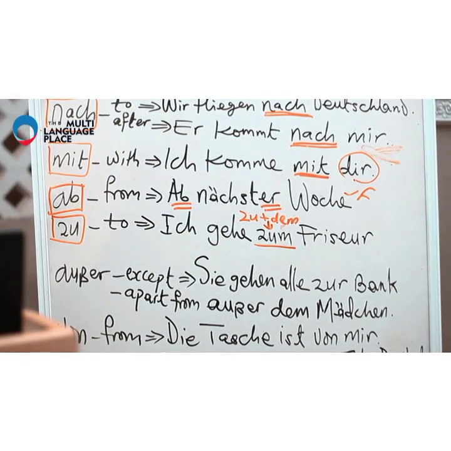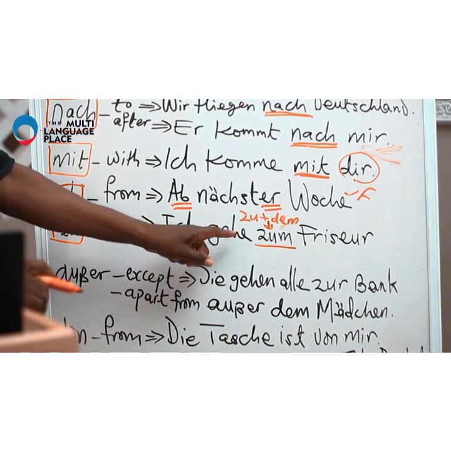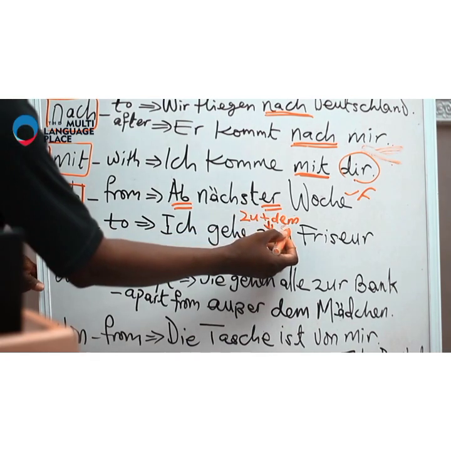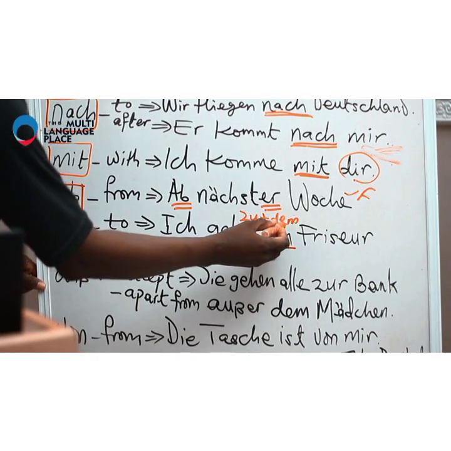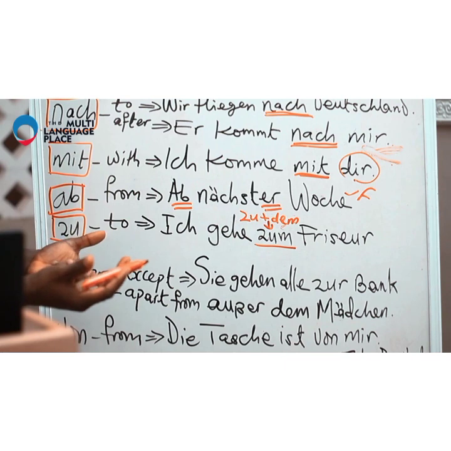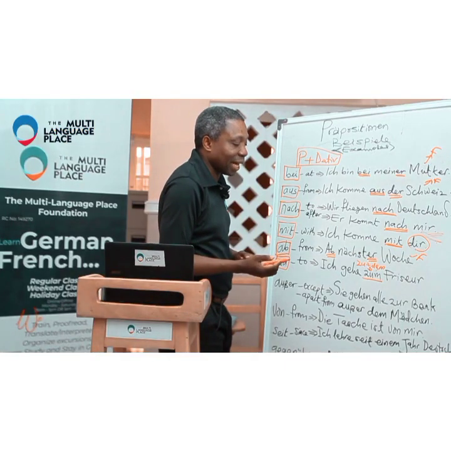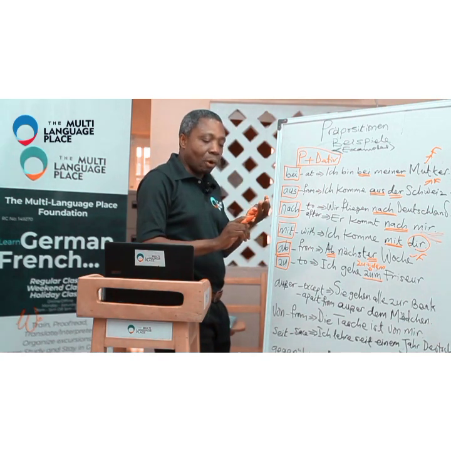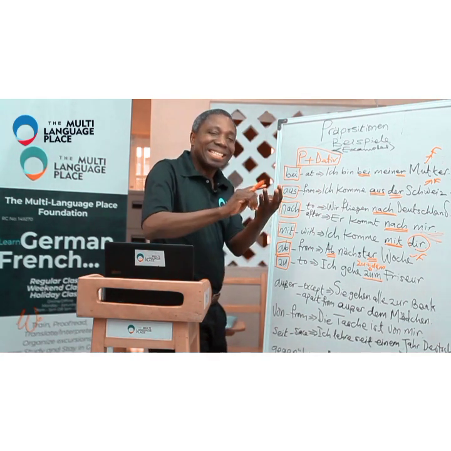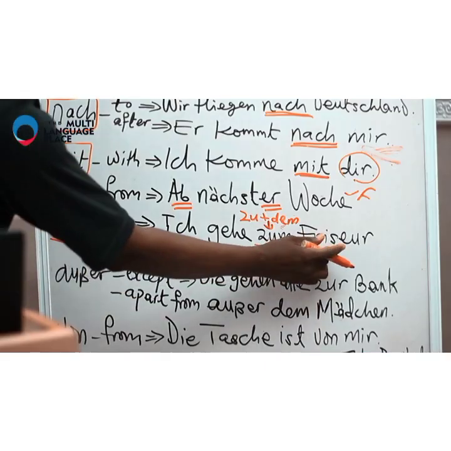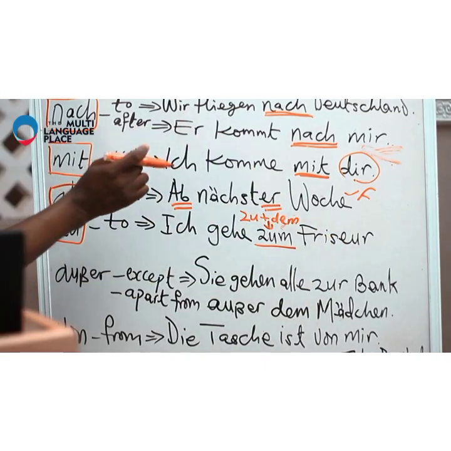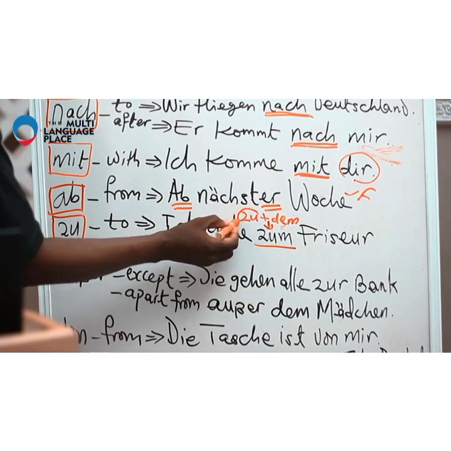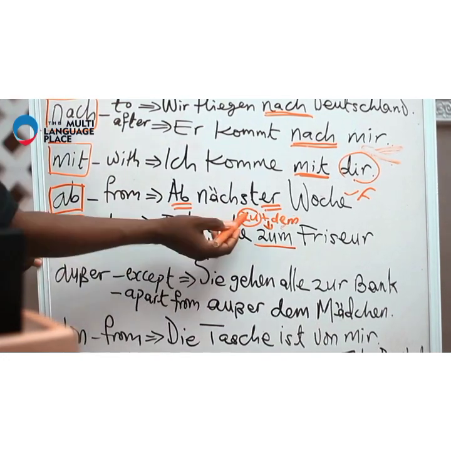So you say zum, instead of saying ich gehe zu dem Friseur. Remember, this dem is the dative form of der. If you check your table, you see that this is the dative of masculine singular. So this is singular, this is masculine. That's why you have this dem, because zu controls dative.